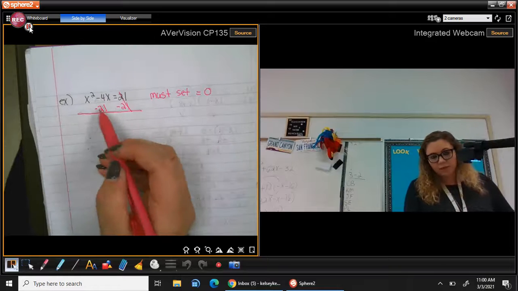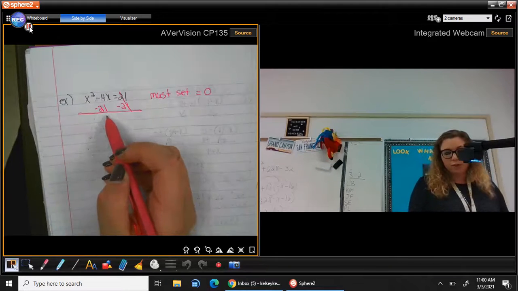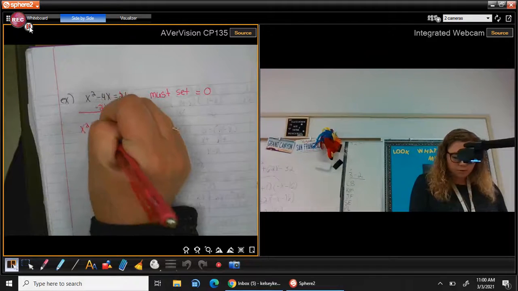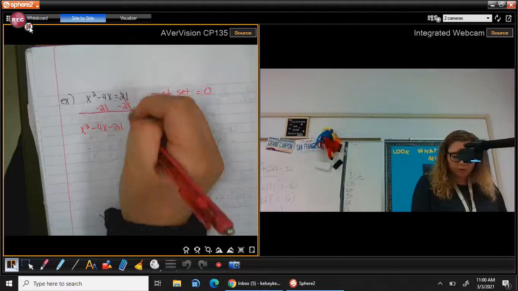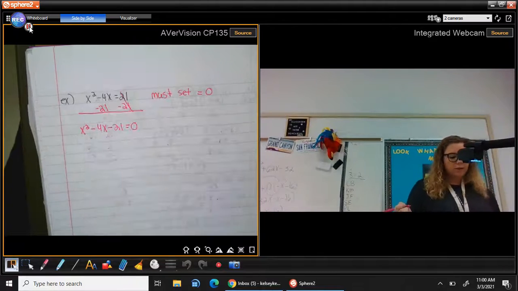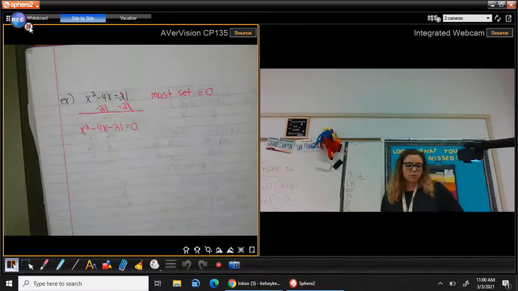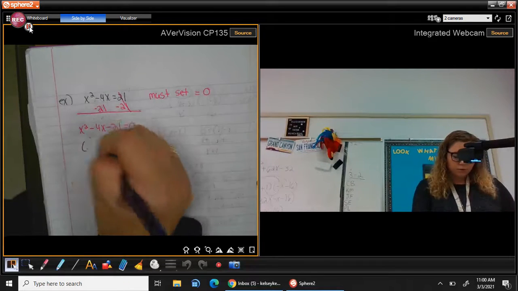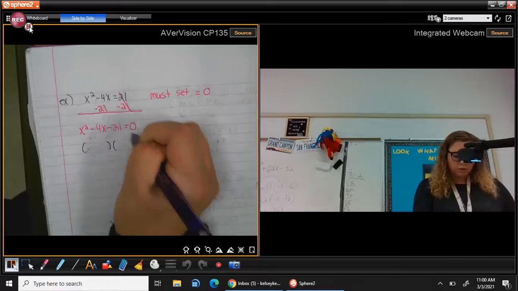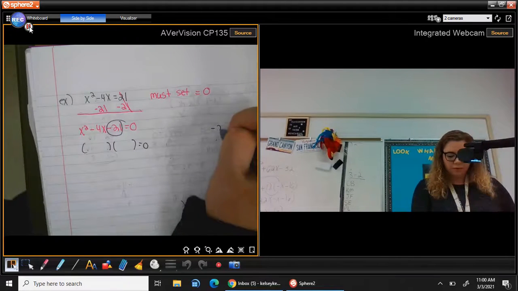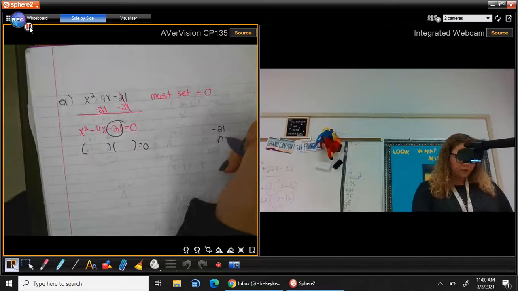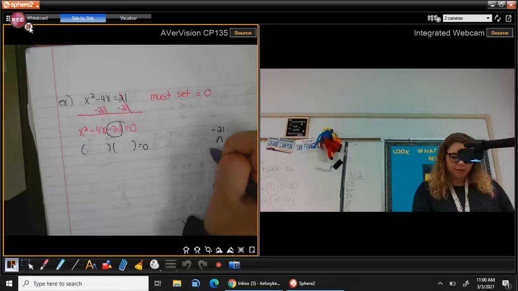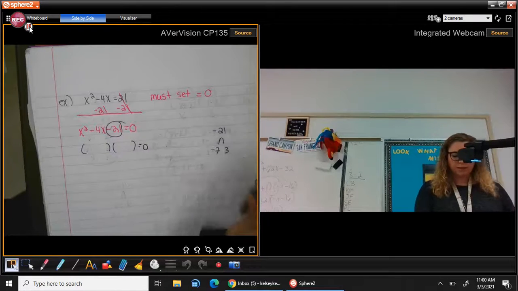There's nothing over here I can combine this negative 21 by, so I'm just going to set it beside it. And then 21 minus 21 is 0. So now we can do it like we normally would. Okay, we're going to factor. So what two factors of negative 21 when added together would give me negative 4? So negative 7 and 3 is going to give me negative 4.